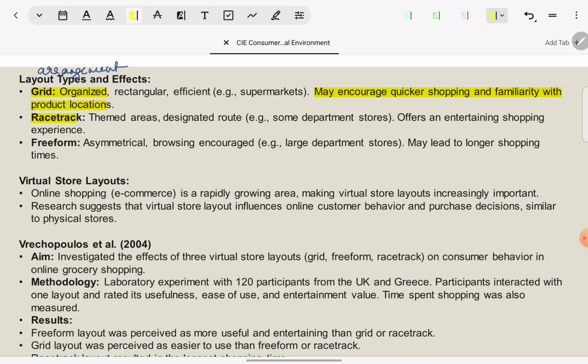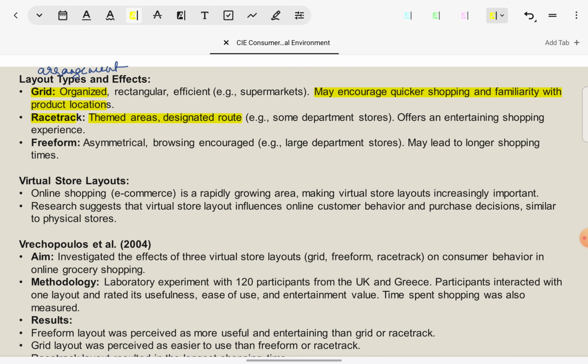Then there is racetrack layout. These are entertaining type of layouts. They are meant to entertain or please people. These have themed areas and a designated route. Why we call them racetrack is because just like in a racetrack, you have a definite start and finish point, and you have to follow one particular course to reach from start to finish.